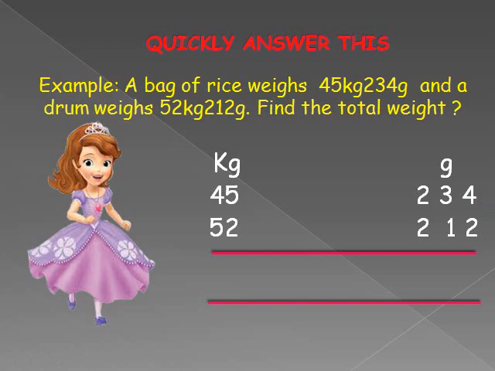So 4 plus 2 gives 6. 3 plus 1 gives 4. 2 plus 2 gives 4. 5 plus 2 gives 7. Then 4 plus 5 gives 9. So altogether we have 97 kilograms for 146 grams altogether. Wow, I hope you got that. I'm sure you do. If you did, let's continue.